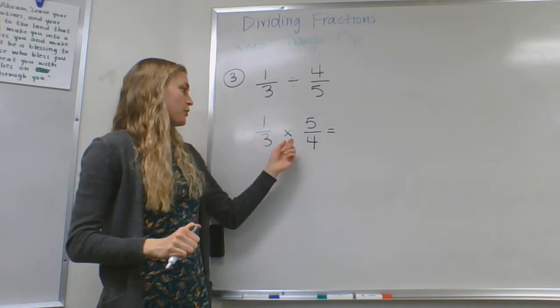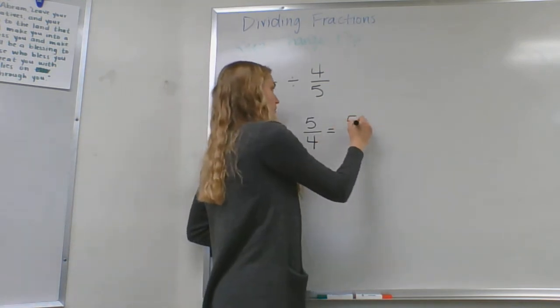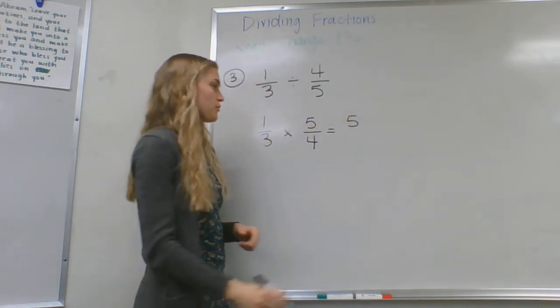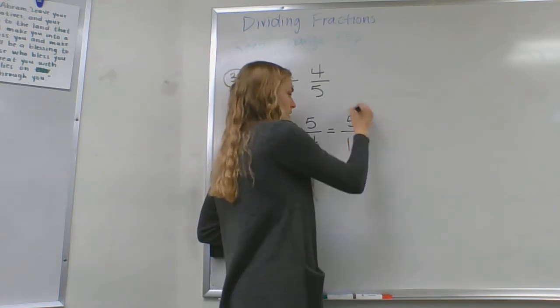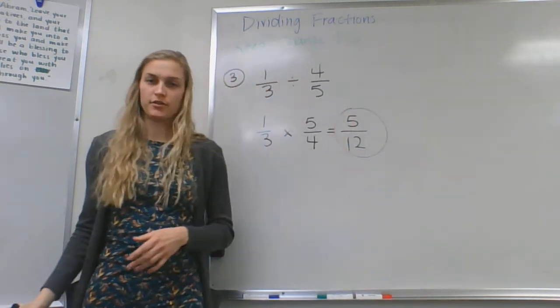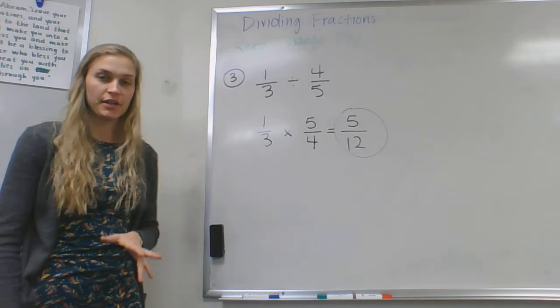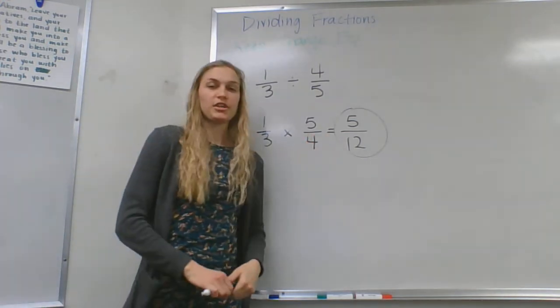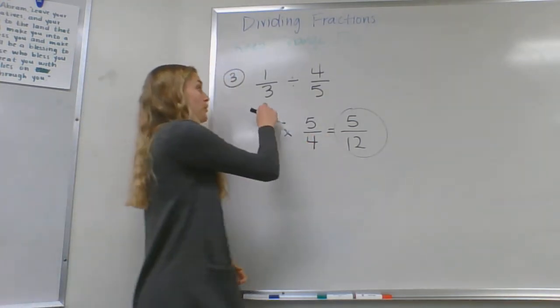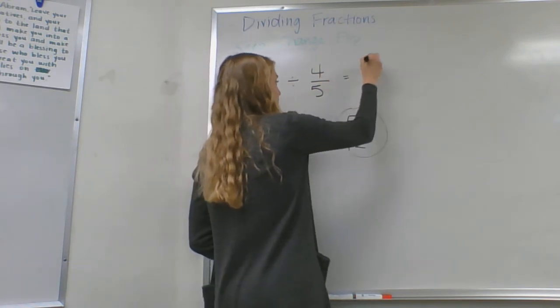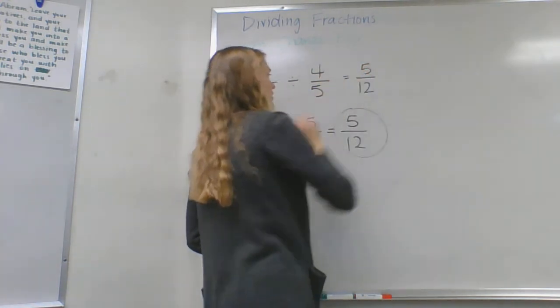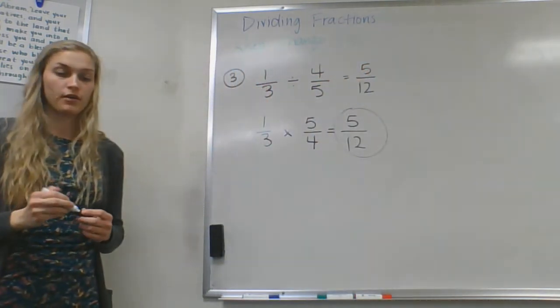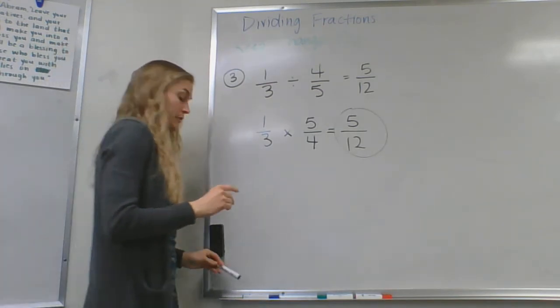So multiply our numerators. 1 times 5 is 5. 3 times 4 is 12. I like ones that end like that. We don't have to do anything. There's no simplifying. There's no turning it into a mixed number. It's already good to go. 5/12. So if we do 1/3 divided by 4/5, that gives us 5/12. All right. About 3 more examples.